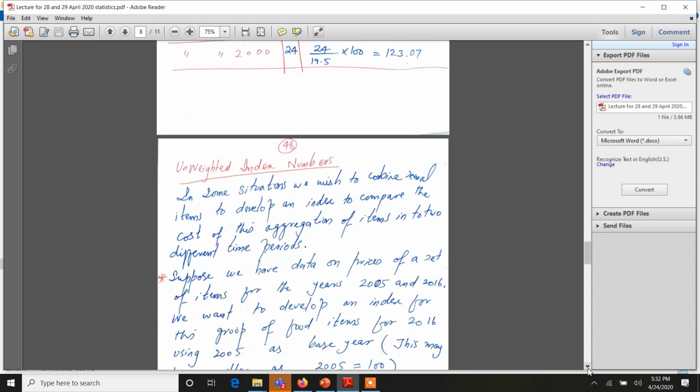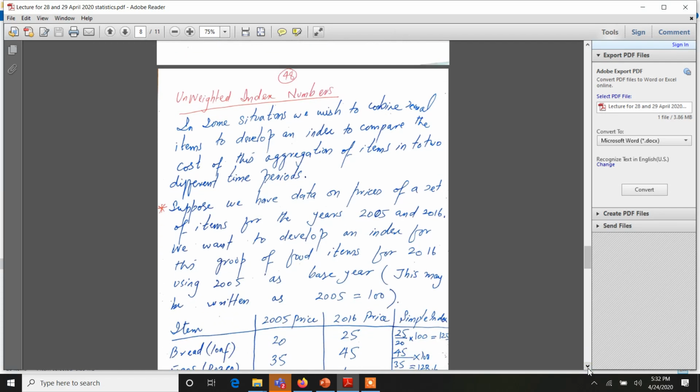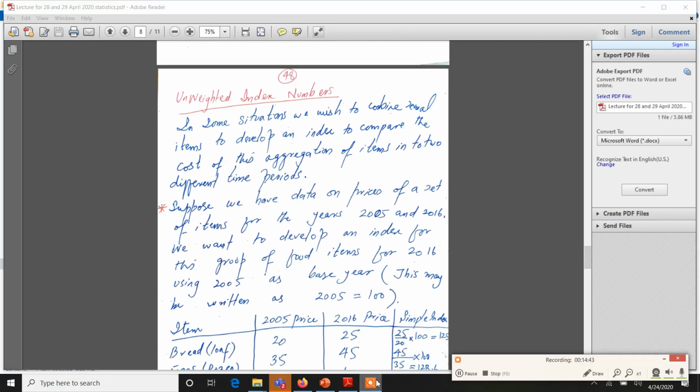Okay, so next we start unweighted index numbers.